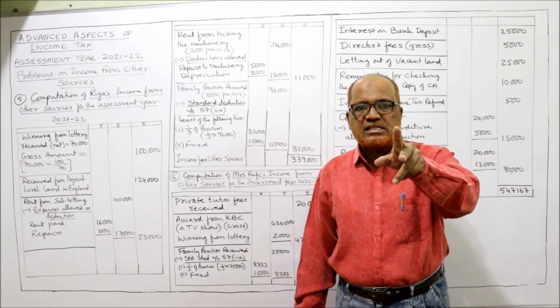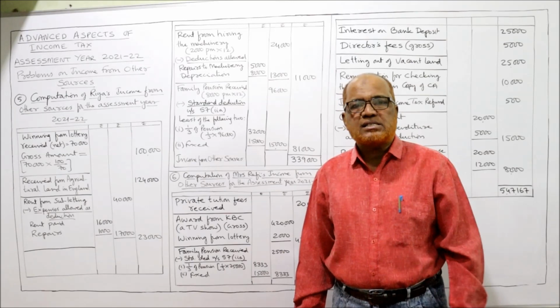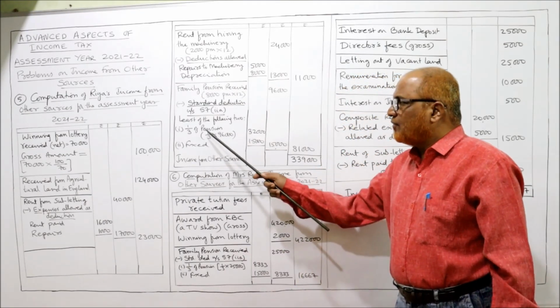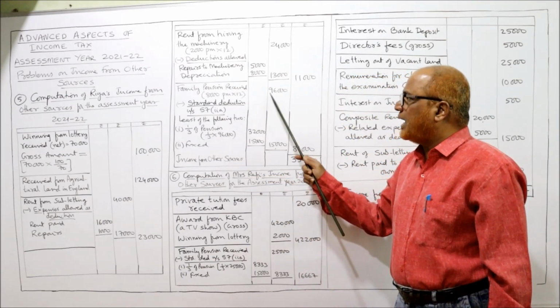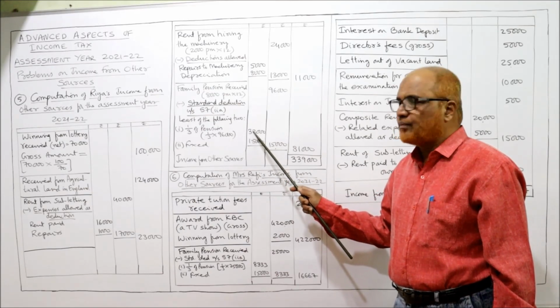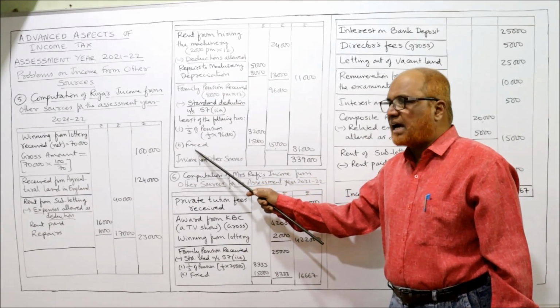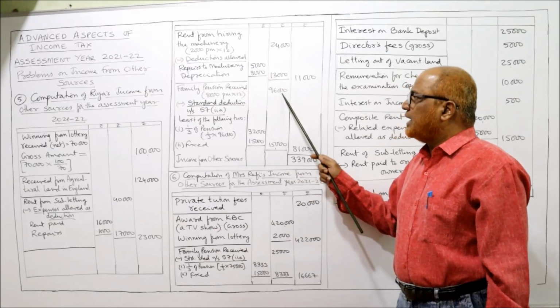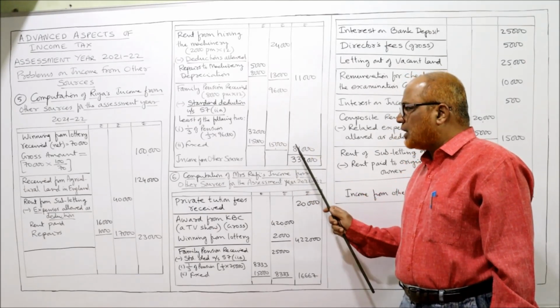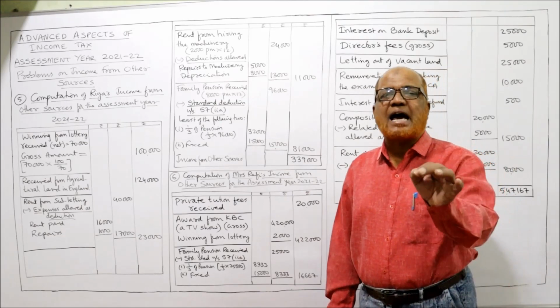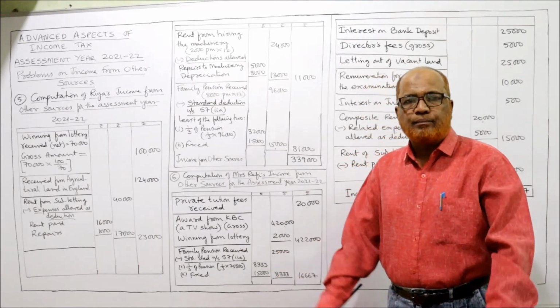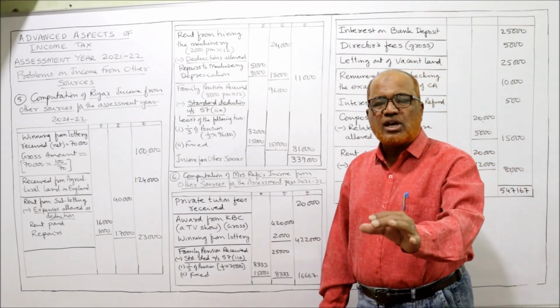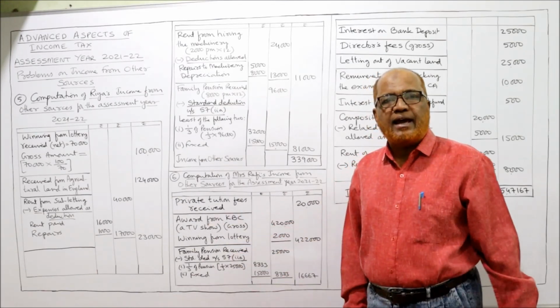So whichever is least will be allowed as deduction. Here 1/3 of pension, 1/3 of 96,000 is 32,000, and the fixed amount given by the Act is 15,000. The least is 15,000. So 96,000 minus 15,000, 81,000 is the taxable amount. Over. So all the points which are given in the problem I have explained to you.